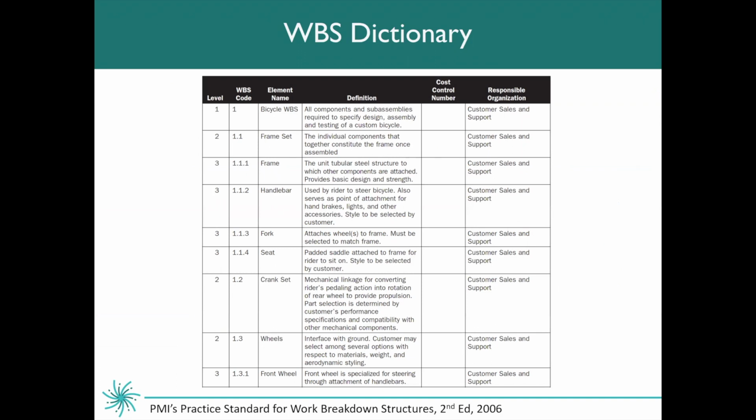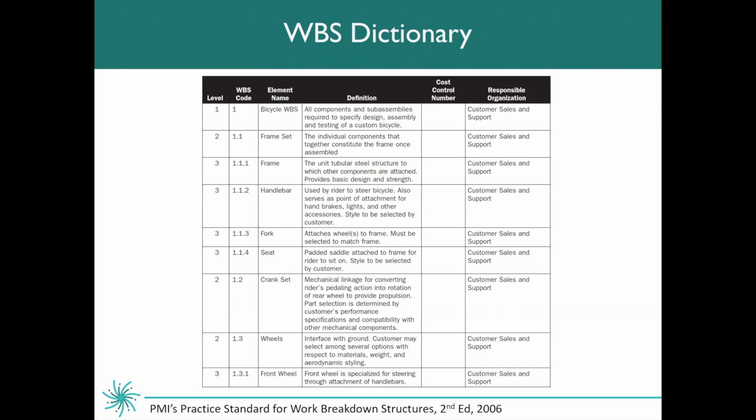Here is an example work breakdown structure dictionary. You will see that the first column you can number as far as the work breakdown structure level. So we have level 1 there as the actual bicycle, all components brought together. Level 2 are that second row that I showed you, where it includes the frame set, it includes the crank set, it includes the wheels. And then you'll see that level 3 is also listed in here.